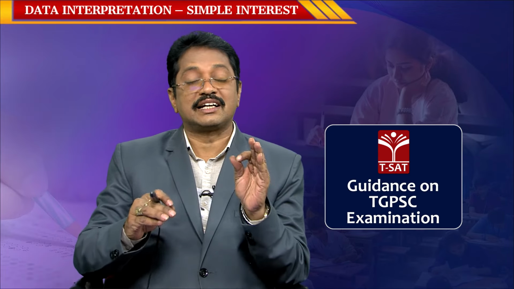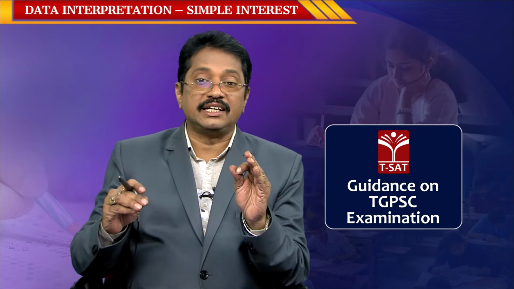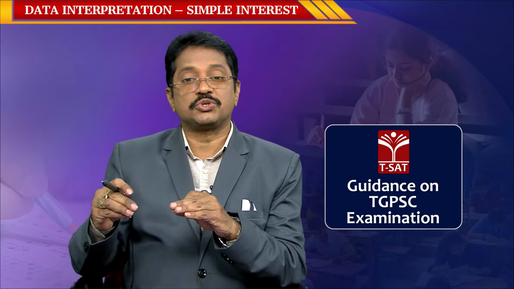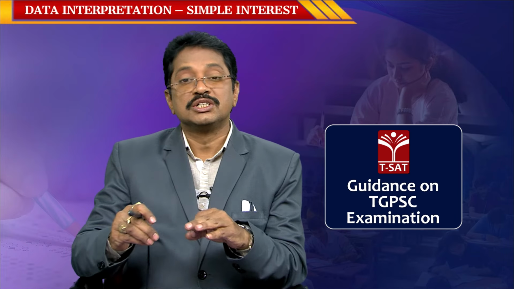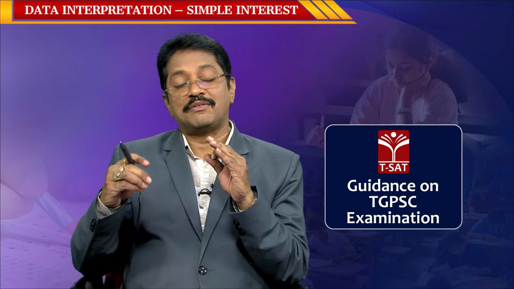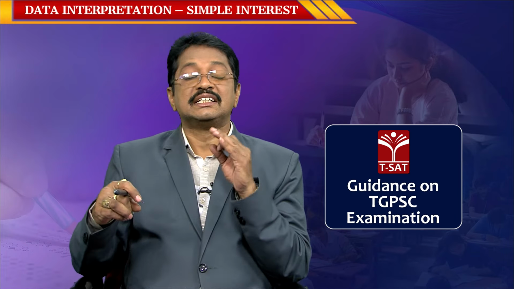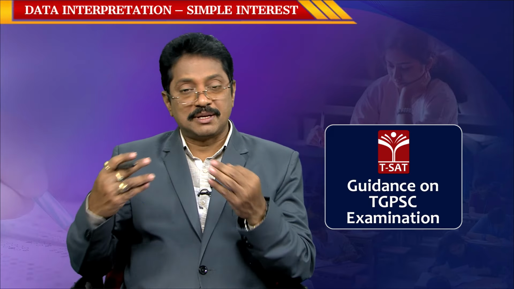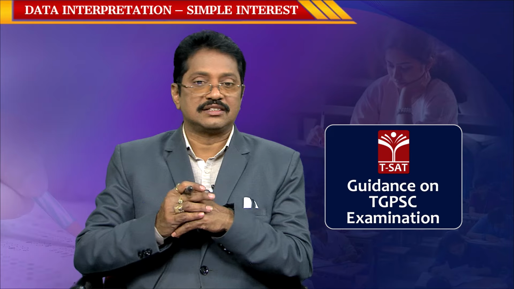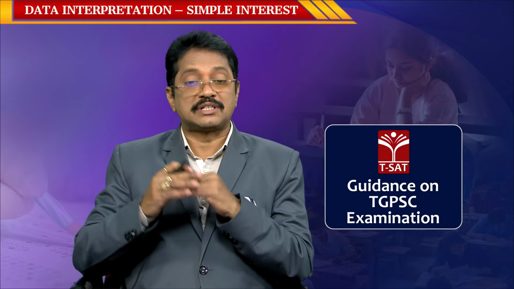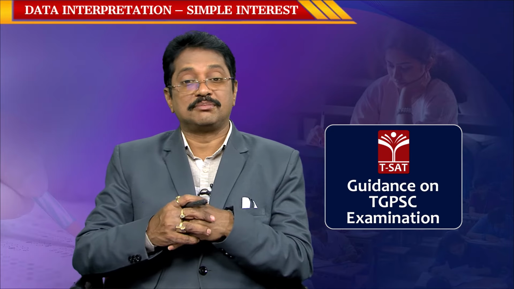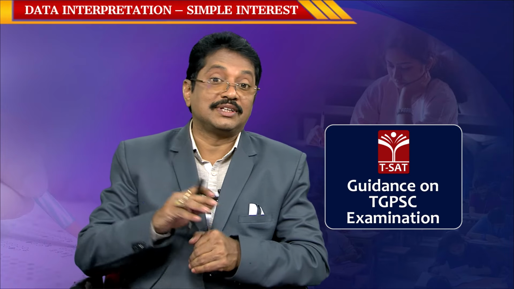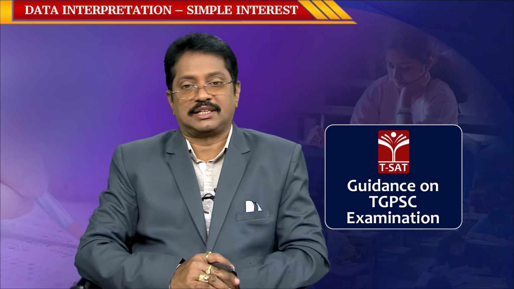See, for this kind of questions, especially compound interest or simple interest based questions, you should have good practice in finding square roots and cube roots, because mostly the number of years may be given as 2 years or 3 years. Sometimes you have to find the square root, sometimes the square of the number, sometimes the cube root, or sometimes the cube of the number. This is very, very important, clear?